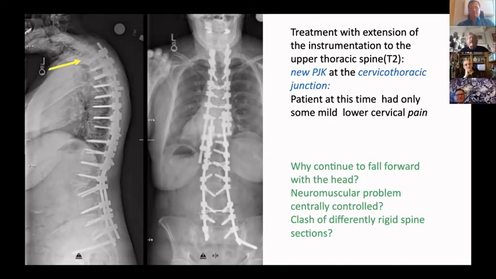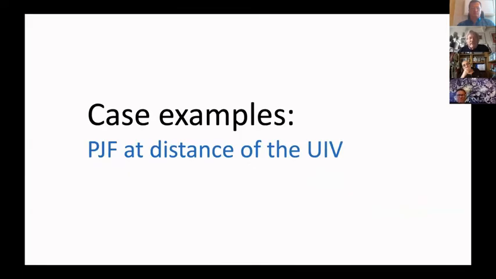But the big question is why there is a continuation of this falling forward of the head, of this malalignment. The patient goes back again and again into this malalignment. And I think this cannot be explained with our measurements. There must be something else which drives this kind of pathology and this clash of differently rigid spine sections. And I think there is a neuromuscular control here, which we cannot calculate in our equation at the moment when we do the surgery. And I want to show that here in this specific case.